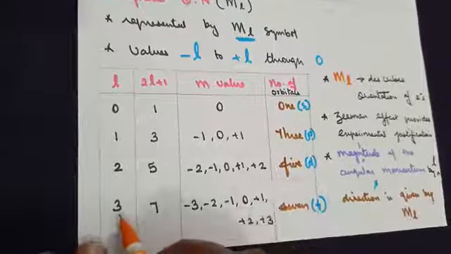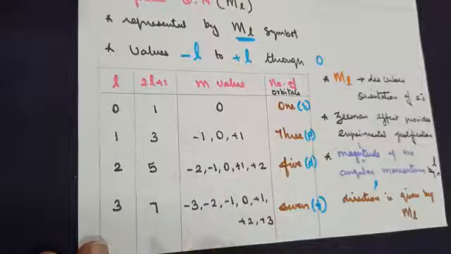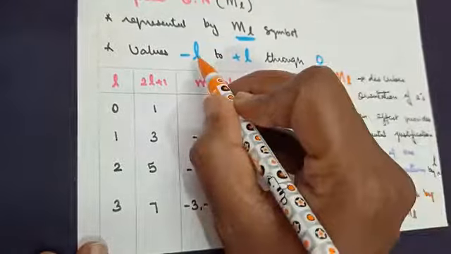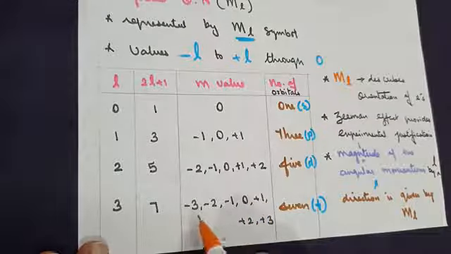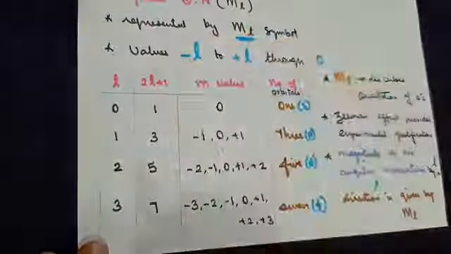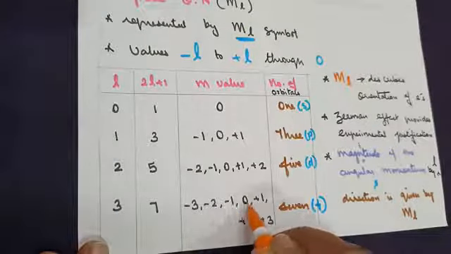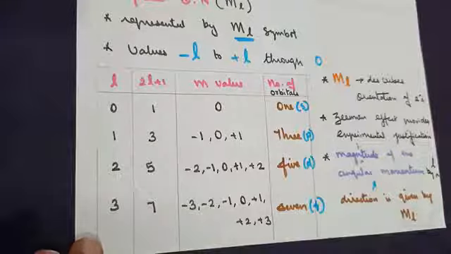And the last one, if l equals 3, substituting, you get 7 as the answer. So if you plot from minus l to plus l, that is from minus 3 to plus 3, you get 7 values for the magnetic quantum number: minus 3, minus 2, minus 1, 0, plus 1, plus 2, plus 3. So there are 7 orbitals available. And this is the foundation.